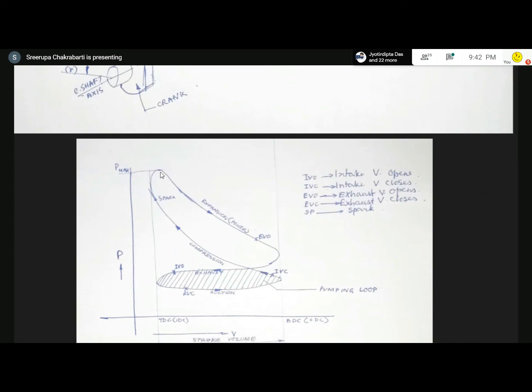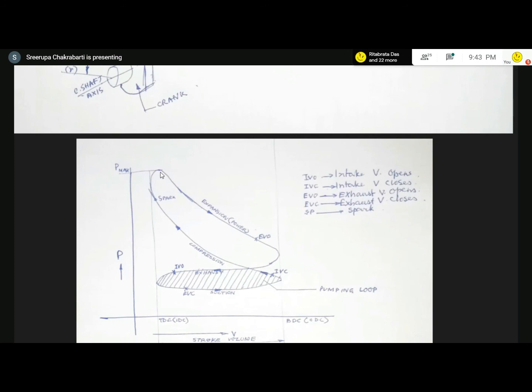Sir, I'm just saying that if we spark the air fuel mixture, the combustion is happening after top dead center, around 18 to 20 degrees. If combustion is not happening after top dead center, combustion is starting before the top dead center, I mean, why are we advancing the spark?